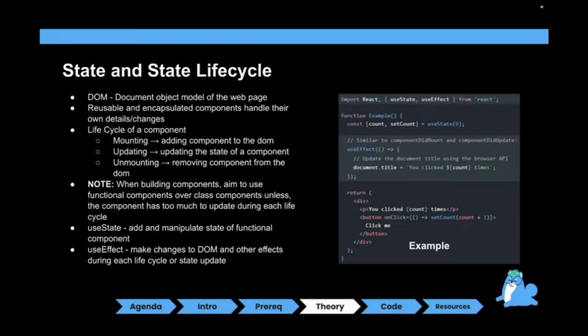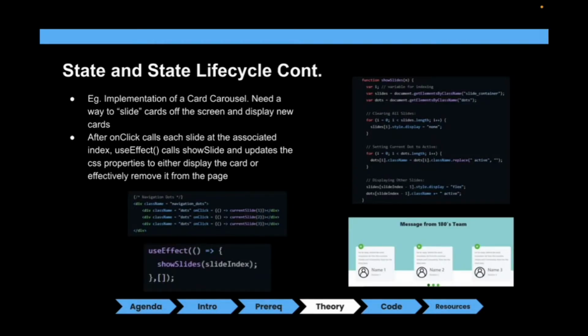The useState hook allows you to add and manipulate the state of the functional component. That basically means just the component's actual value. And then useEffect is kind of like a side-line function, which you can use to change properties on the DOM, like, let's say, the title of the page or any other kind of example. Moving on to the next page, we can show you what an example looks like.